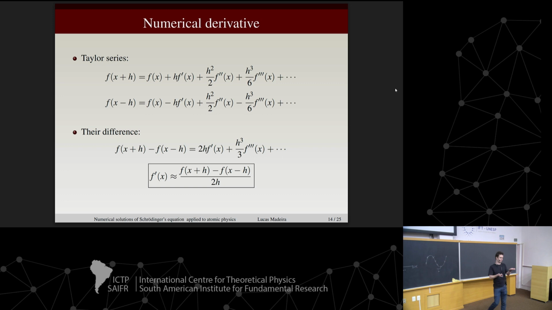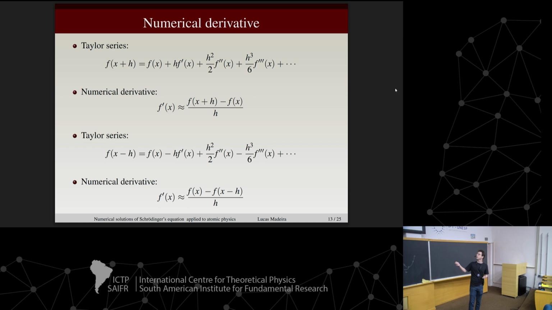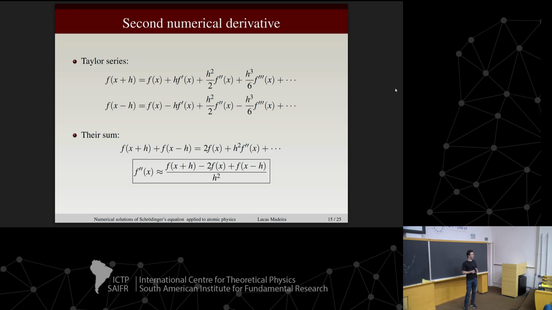Right? So almost everywhere I use this expression, and then for the endpoints I use either this one or the other. Okay, makes sense? So this was the first derivative. In Schrödinger's equation, we need the second derivative, right?